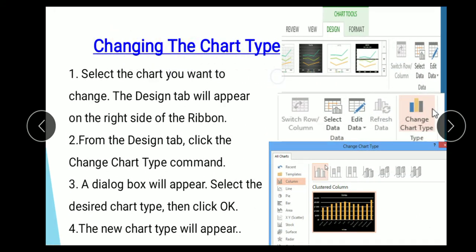Changing the chart type. Sometimes you need to change the type of chart, so you can follow these steps. Step first, select the chart you want to change. The Design tab will appear on the right side of the ribbon. When you want to change the chart type, you click the chart, then the Design tab appears on the ribbon.